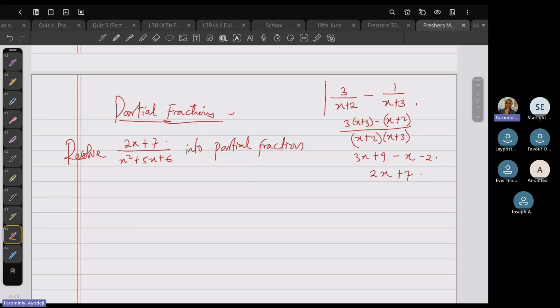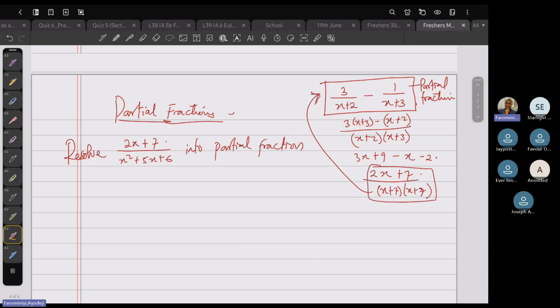So you see, this one here that we started from, this is the one that is actually the partial fractions. Okay, so this one that we got is the simple, compound fraction. So the process of going from here to here is resolving this compound fraction into these partial fractions. I hope that is clear now. So, and how do we do that?